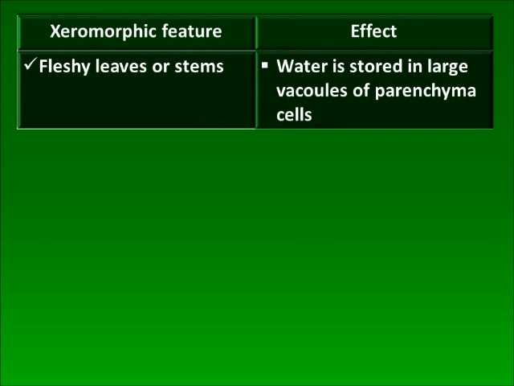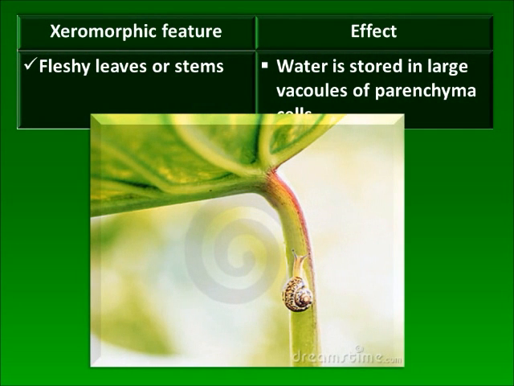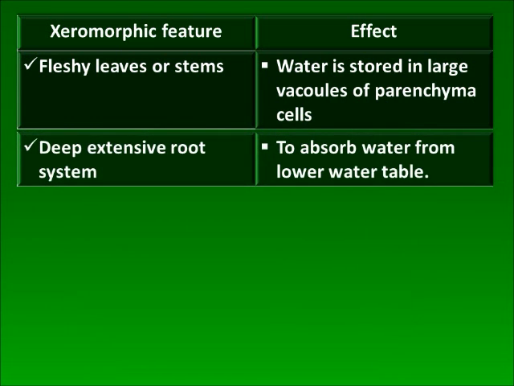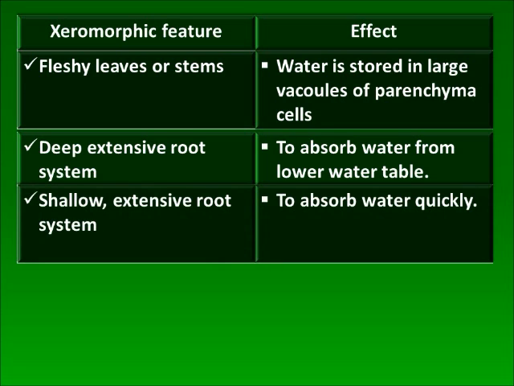Fleshy leaves or stem. Water is stored in the large vacuoles of parenchyma cells. Deep extensive root system to absorb water from the lower water table. Shallow extensive root system to quickly absorb water from rain and overnight condensation.